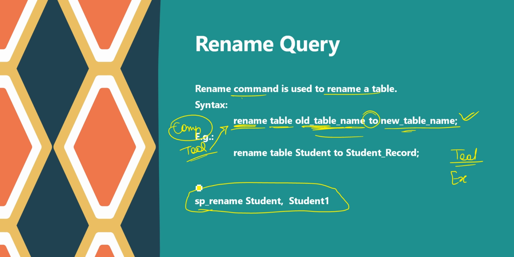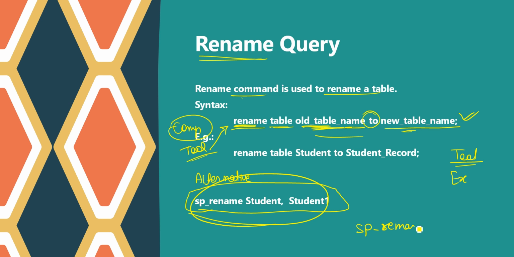So I have found an alternative. We have this one. Let's say I want to rename a table. How can we do that? I need to specify sp underscore rename, and after that you need to specify the old table name, comma, the new table name you want to have.